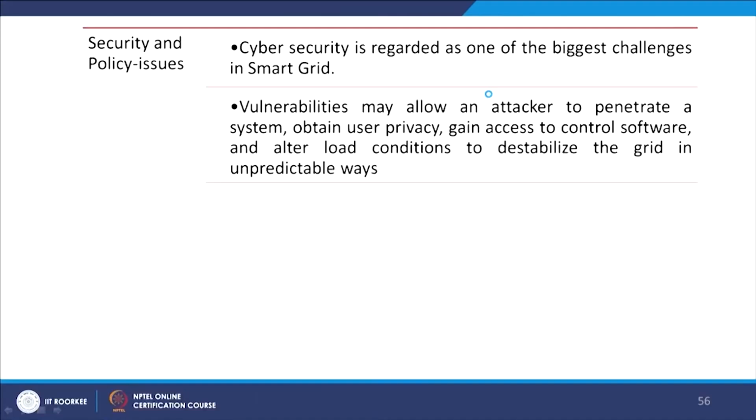Cyber security is regarded as one of the biggest challenges in smart grid. Vulnerability may allow an attacker to penetrate a system, obtain user privacy, gain access to control software and later load conditions to destabilize the grid in unpredictable ways. The smart grid, though it seems to be the future, we have to incorporate robust cyber security mechanisms to make our grid safer.